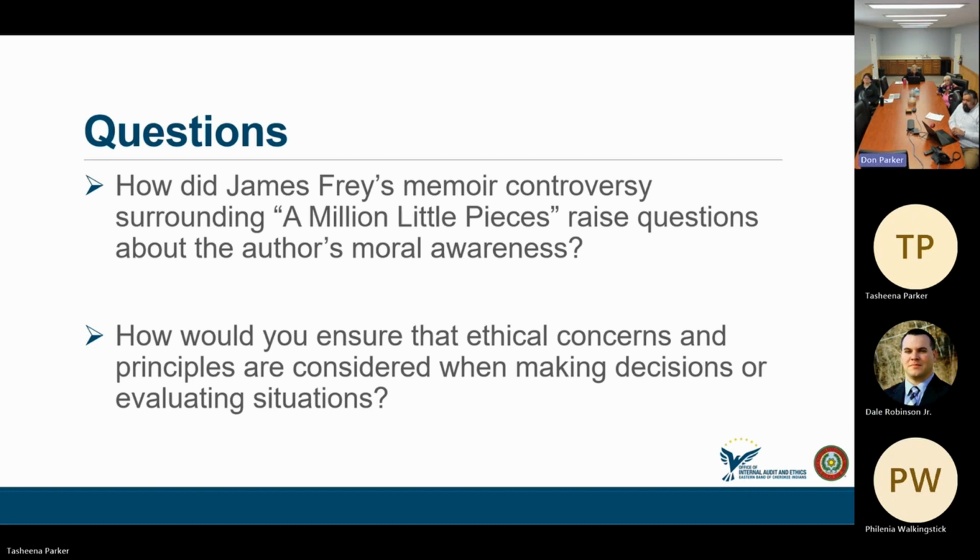So our next question is, how will you ensure that ethical concerns or principles are taken into account when making decisions or evaluating situations? And with this one, I think it's important that you educate yourself, you reflect on your values, you consider the consequences of your actions, you seek diverse perspectives, you consult ethical guidelines, and then you regularly assess your actions and the consequences of those actions.